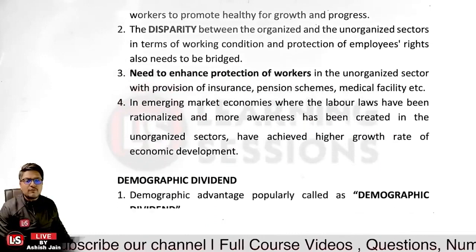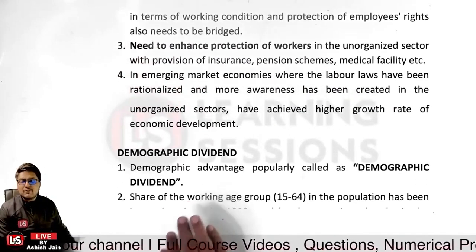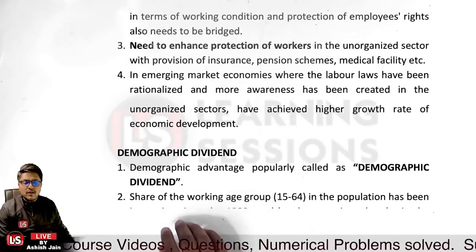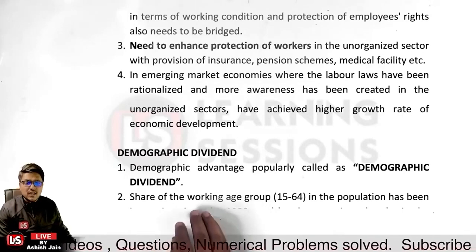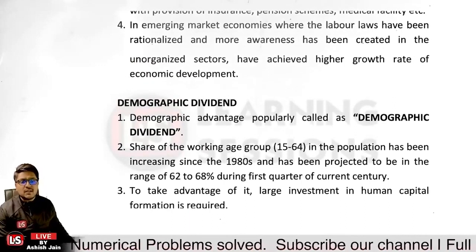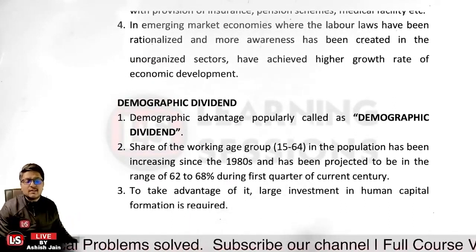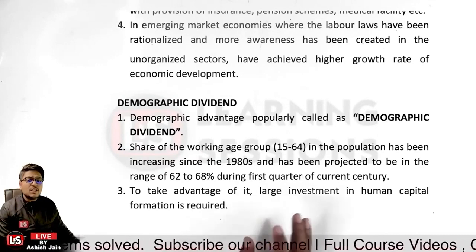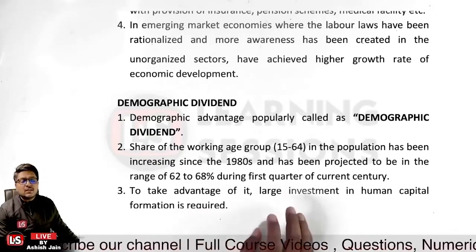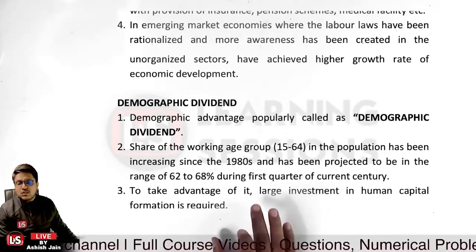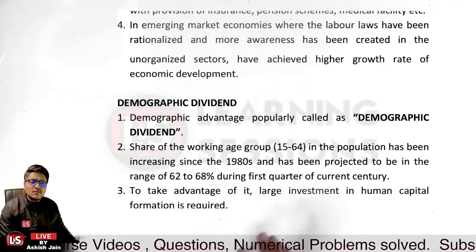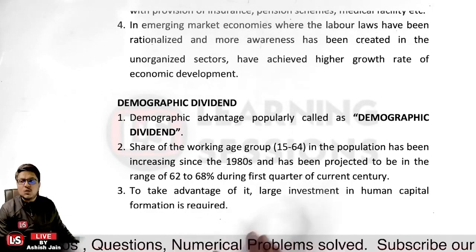Then it is related to the demographic dividend. What is demographic dividend? The demographic advantage, popularly called the demographic dividend, arises because most of our population is in the working age group, and it has been rising since the 1980s, and is projected to be in the range of 62 to 68% during the first quarter of the current century. Okay, so that is the advantage to the Indian economy itself, that most of the people here are young people, and to take advantage of this, large investment in human capital formation is required.